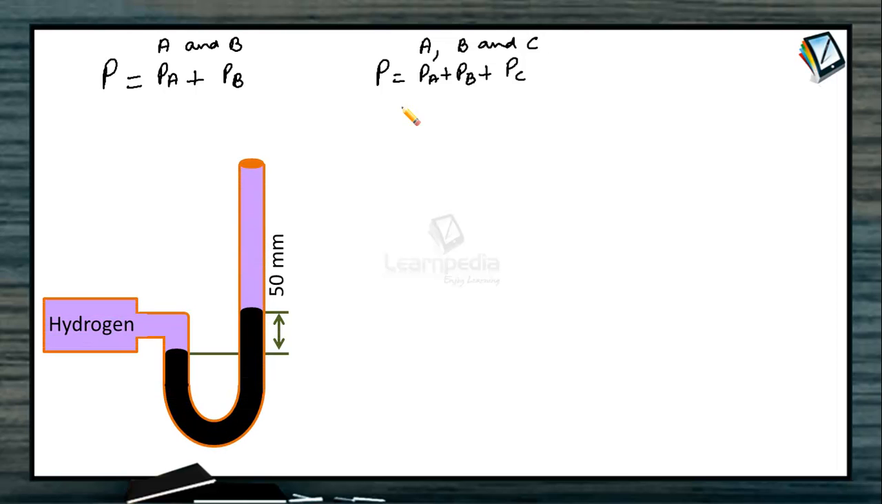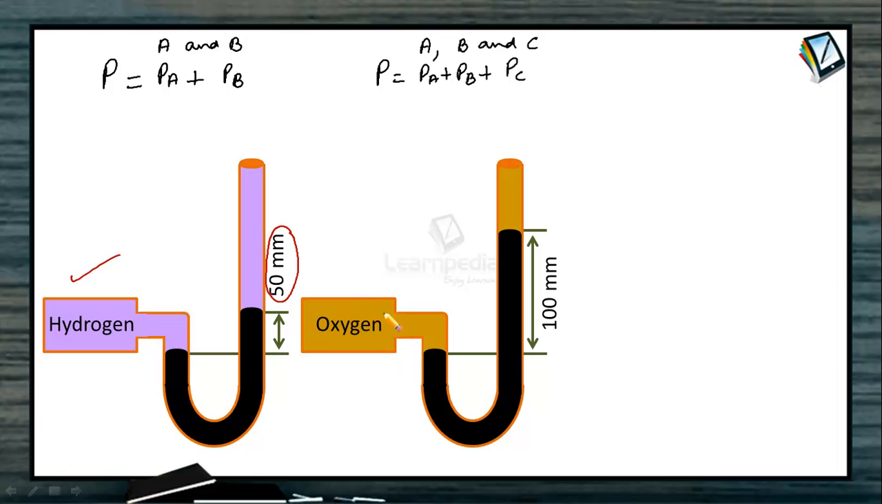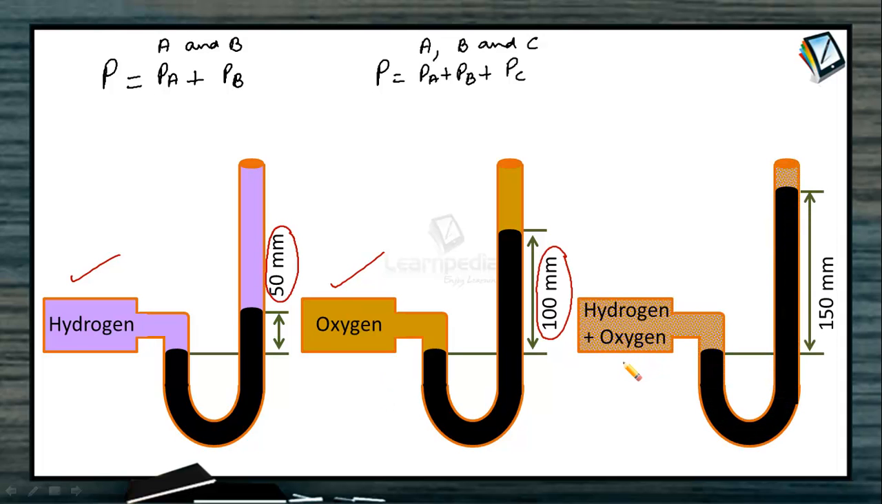Let's take a clear example. Here hydrogen is taken in a vessel where its pressure is equal to 50 mm. Let us take oxygen in another vessel of the same volume and let its pressure be equal to 100 mm. So we have hydrogen and oxygen separately in two different vessels of the same volume at the same temperature, and these are their individual pressures. Now when these two are mixed in the same vessel of the same volume at the same temperature, the total pressure of this gaseous mixture is equal to 50 plus 100, so it becomes equal to 150 mm.